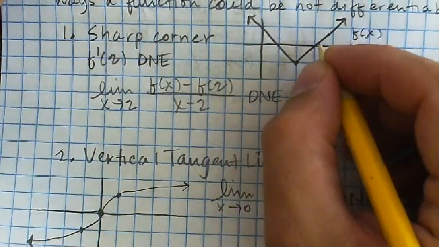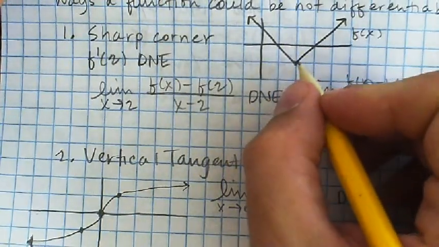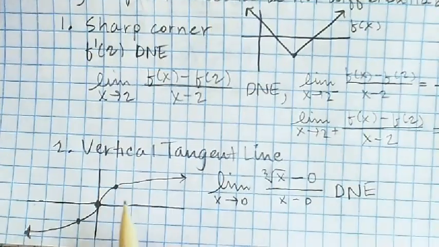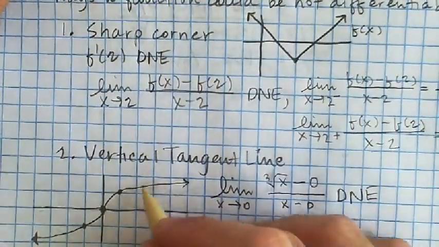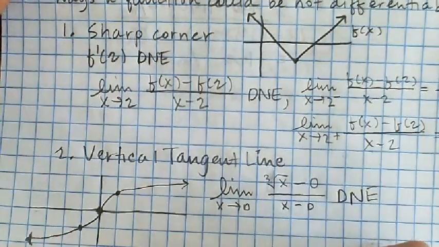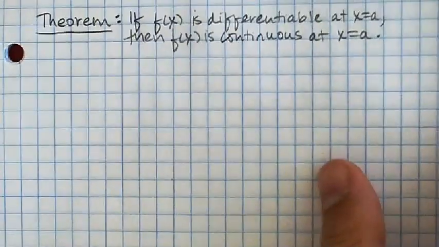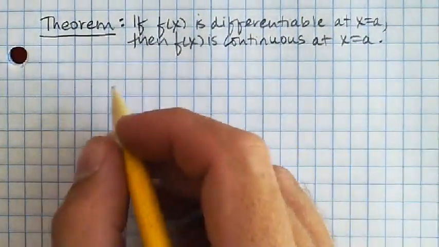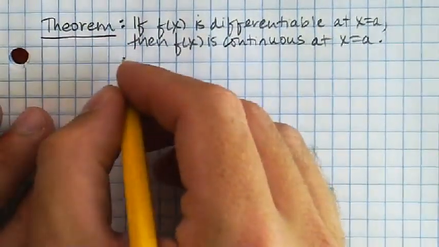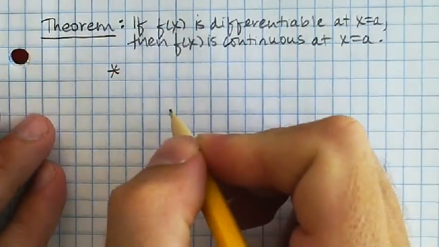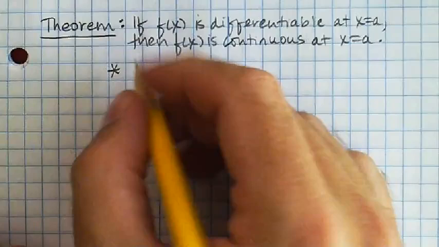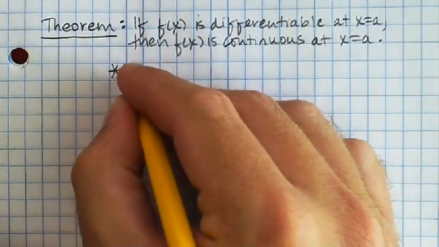These functions are differentiable everywhere except at a single point: this one is differentiable everywhere except for x equals 2, and this one is differentiable everywhere except for x equals 0, because there's a nice slope here. It's looking pretty shallow, and it's positive. So I go back over here and say, important note, the converse does not hold. Continuous does not imply differentiable.